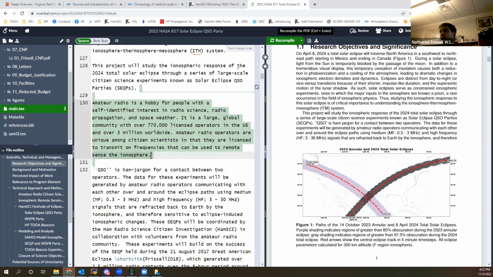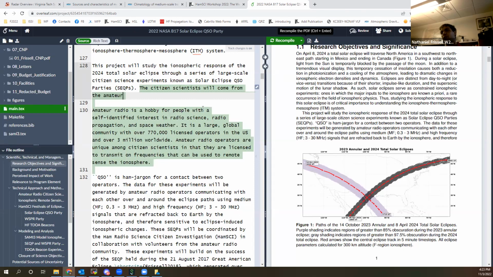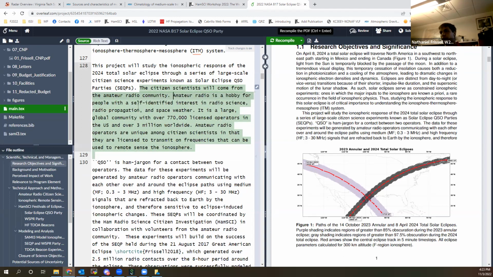This project will study the atmospheric response of the 2024 total solar eclipse to a series of large-scale citizen science experiments known as solar eclipse QSO parties. The citizen scientists will come from the amateur radio community. Amateur radio is a hobby for people with a self-identified interest in radio science, radio propagation, space weather. It is a large global community with over 770,000 licensed operators in the US and over 3 million worldwide. Amateur radio operators are unique among citizen scientists in that they are licensed to transmit on frequencies that can be used to remote sense the atmosphere.